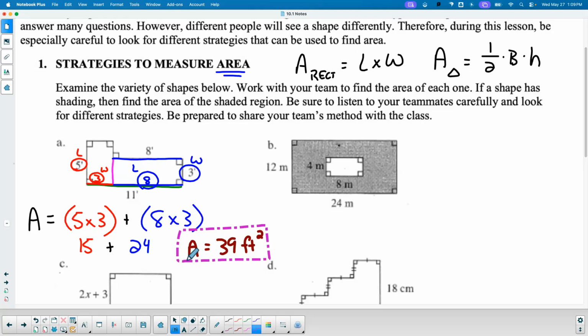You at your table, find me the other 5 areas. Go. On B, I want the area of the shaded part.